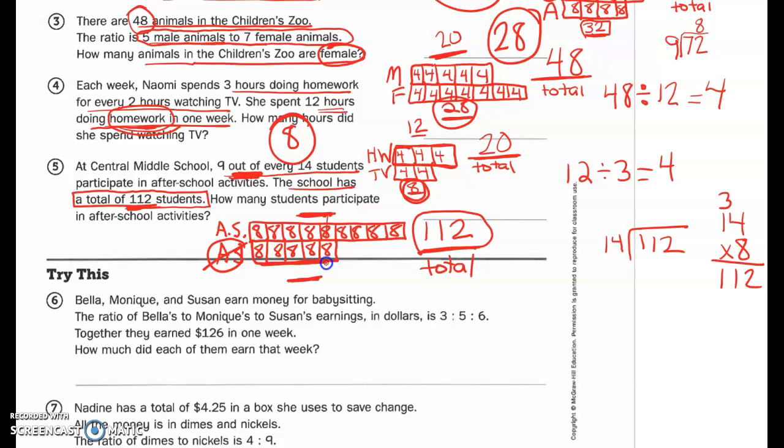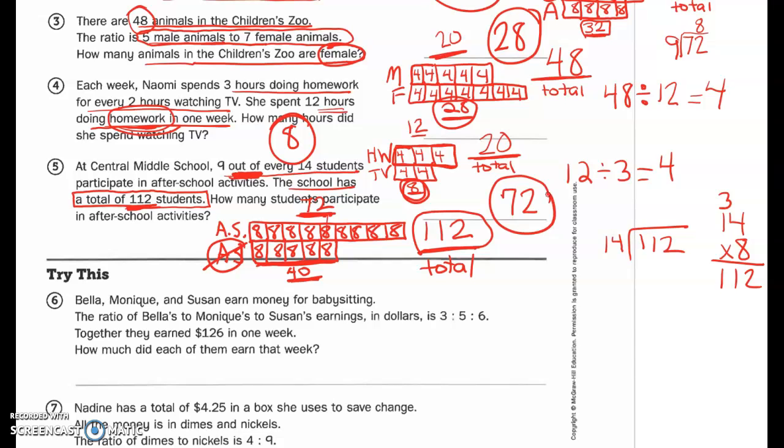Which means that 8 times 5, 40, do not participate in activities. And 9 times 8, 72, do participate in after-school activities, which makes sense because 72 plus 40 is 112. So now we'll answer the question. How many students participate in after-school activities? 72 is our answer.